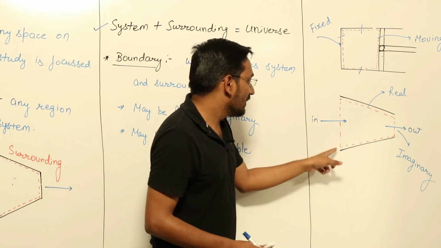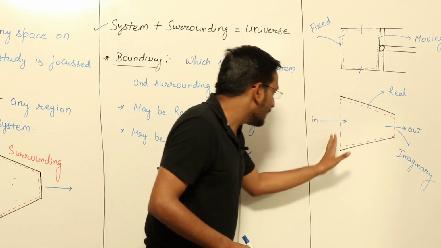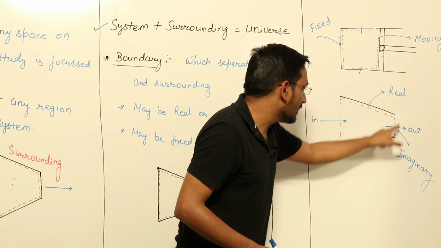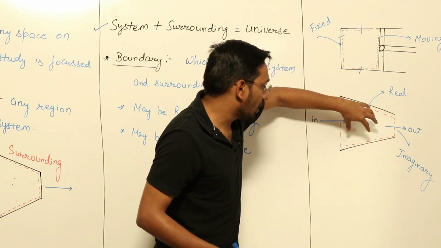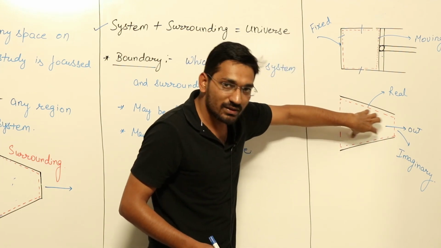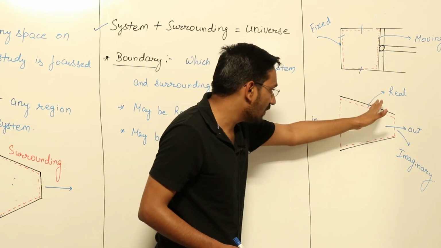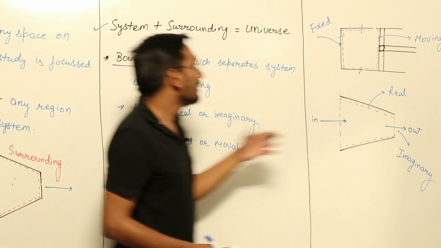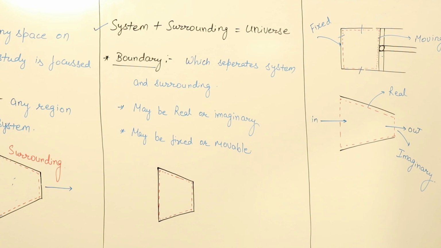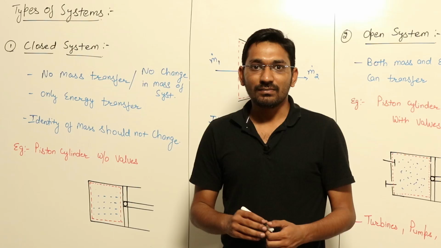So in thermodynamics, we say this is a control volume, over which our study is controlled. So this has a real boundary and an imaginary boundary. These are some of the basic terminology of thermodynamics.